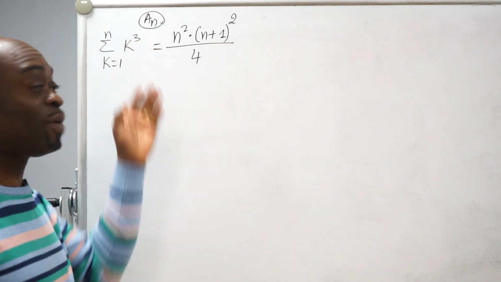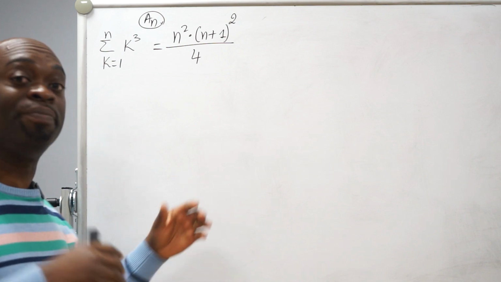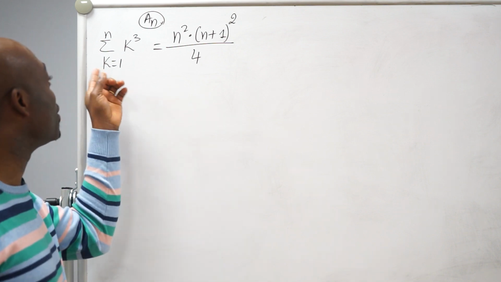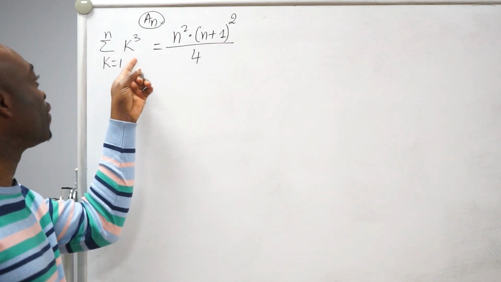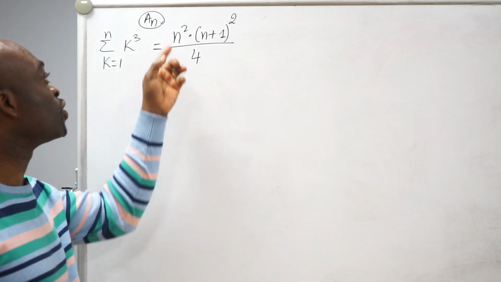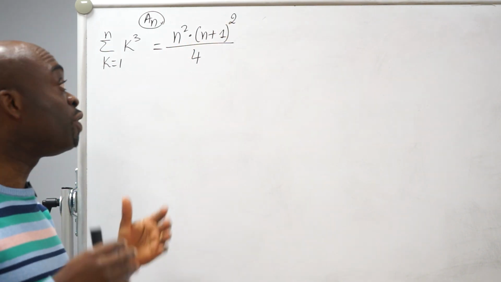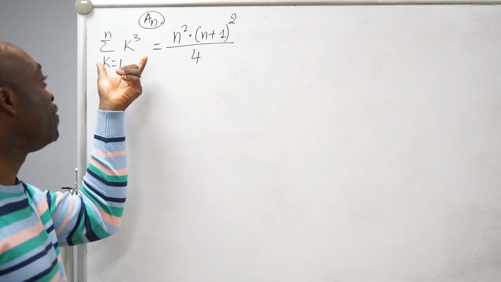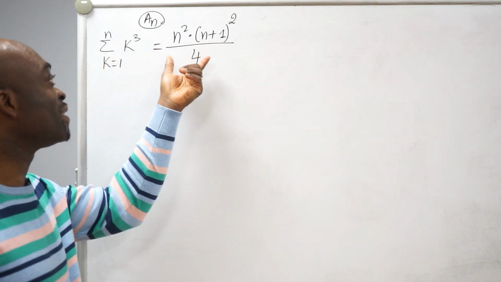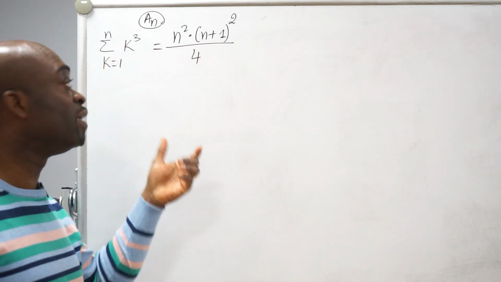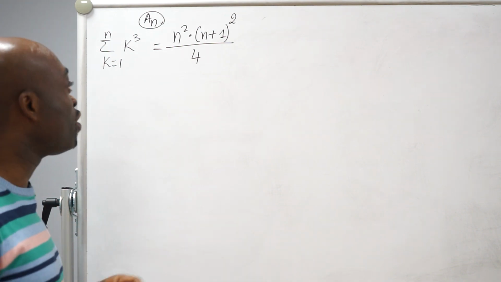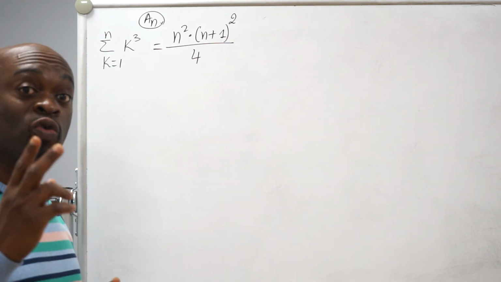So what do we have here? We have a sub n, I will call it a sub n. It could be b sub n if you want to. Which is the sum of k equals 1 up to n of k to the third power equals n squared times (n plus 1) squared over 4. So we want to prove that the left part is the same thing as the right part. Okay? So that's what we want to do.